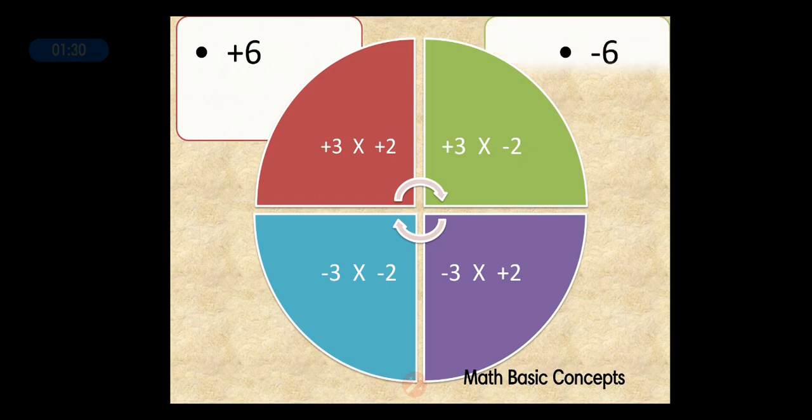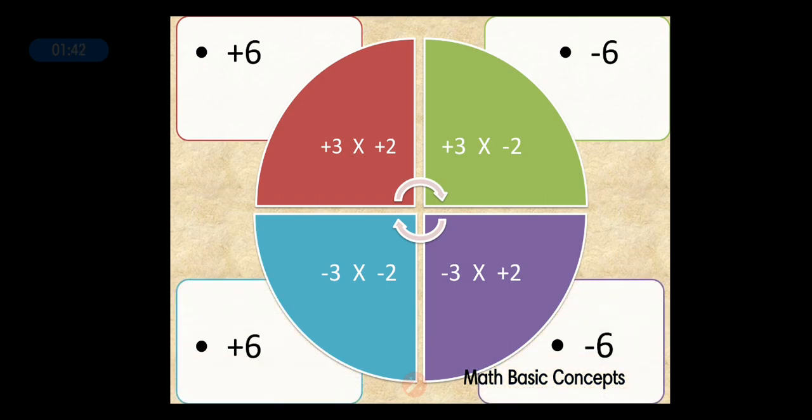Following the same rules, we'll get negative 6 because positive multiplied by negative, opposite signs we are multiplying, so we'll always get negative. Here also opposite signs, that means negative 6. Here negative multiplied by another negative becomes positive 6.